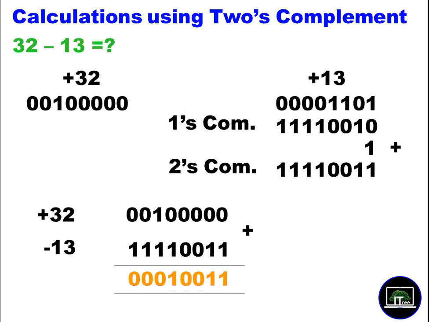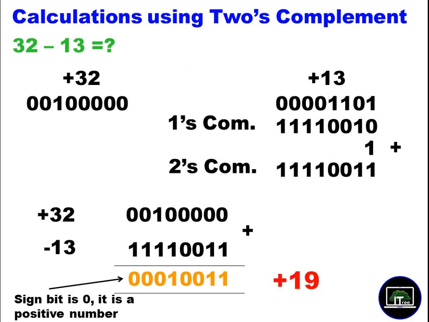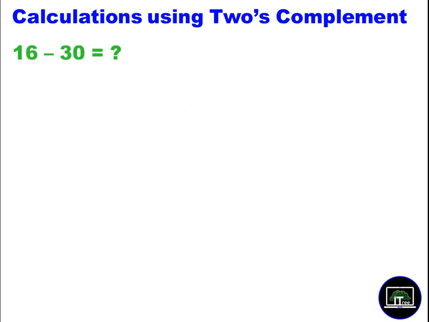There should be a carry bit here. But we are forgetting about the carry bit. So now the answer is, okay, sign bit is 0, so it is a positive number. We are forgetting about the carry bit. Answer is now plus 19. Answer is right. We make one more calculation.